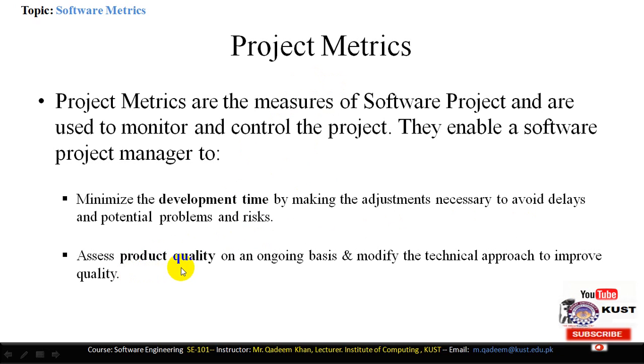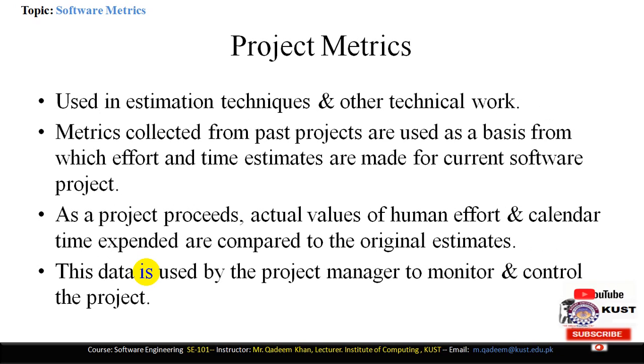Assess product quality on an ongoing basis and modify the technical approach to improve the quality. All these assessments that we take from the project metrics are used to assess the product quality and also to modify the technical approaches and methodologies used to improve the quality of the product. The project metrics are used in estimation techniques and other technical work. Basically, we use the project metrics to make the estimation and other technical work.